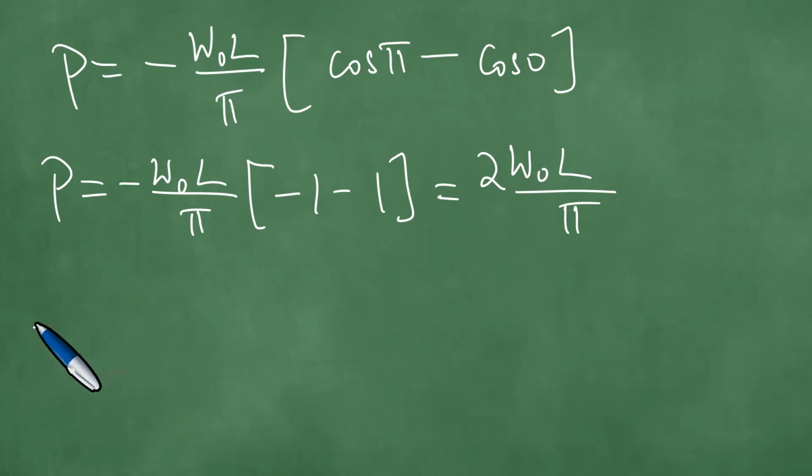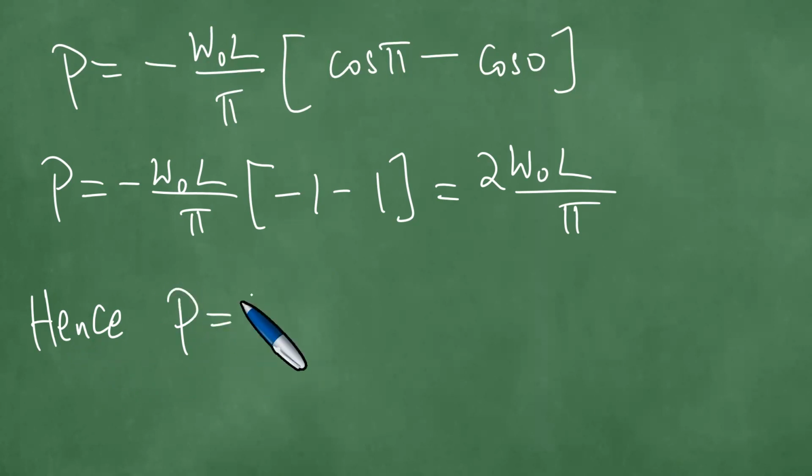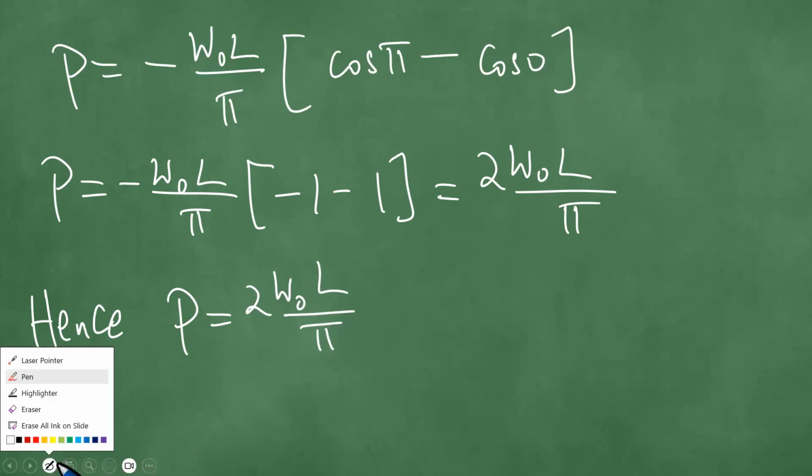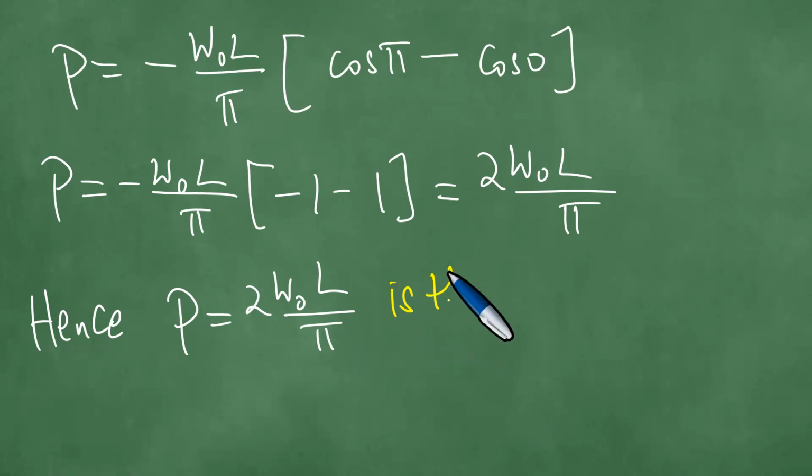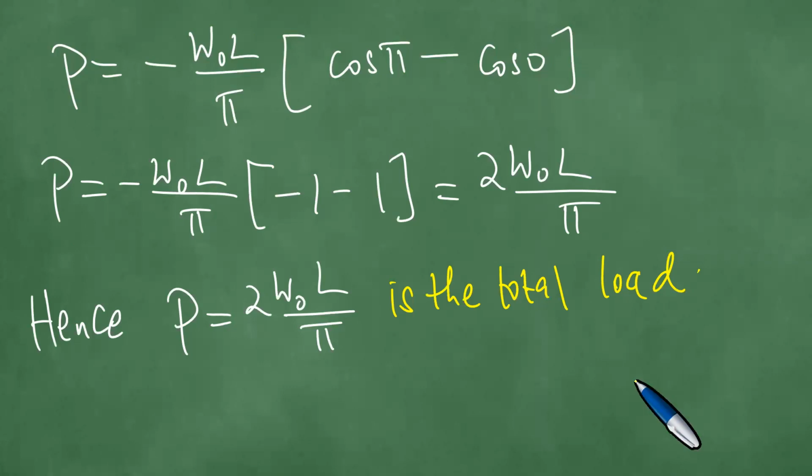And this is the answer. Hence, P is required, which is the total load, is 2 W0 L over pi. This here is the total load. Now, we move forward to the next question.